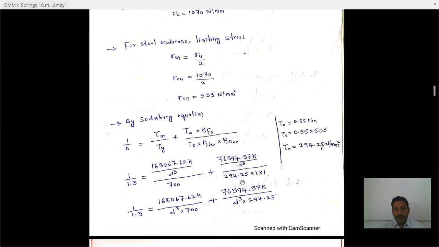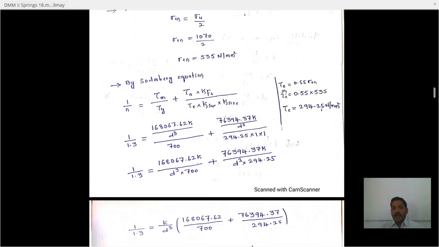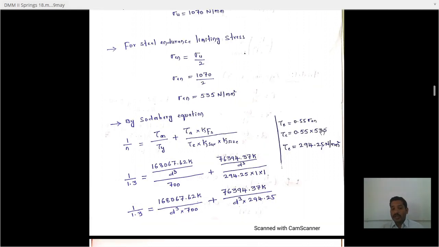Okay, so endurance shear stress is equal to 0.55 into sigma En. 0.55 as it is, and sigma En is the endurance limit stress. How much did we get? 535. After getting the 535, you just need to multiply 535 into 0.55, and you will get the answer 294.25 Newton per mm square. That is the unit of endurance shear stress.